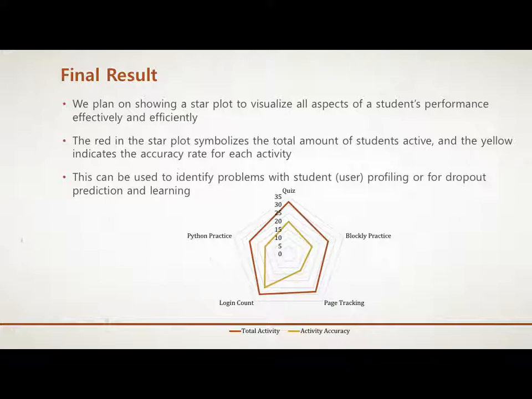So we plan to show a star plot to visualize aspects of a student's performance efficiently and effectively. The red in the star plot symbolizes the total amount of students' activity, and the yellow one indicates the accuracy rate for each activity. So this can be used to identify problems with student profiling, or for dropout prediction and learning.